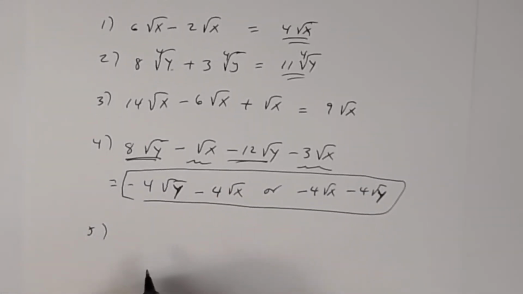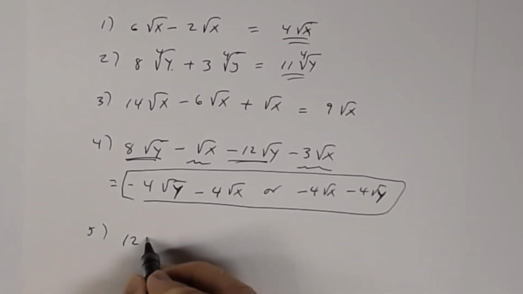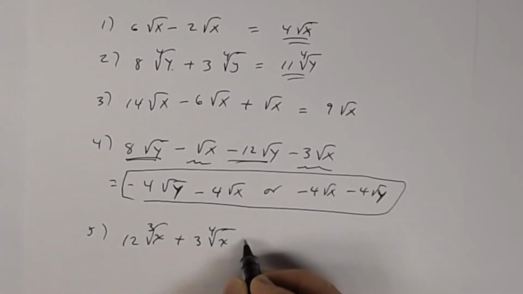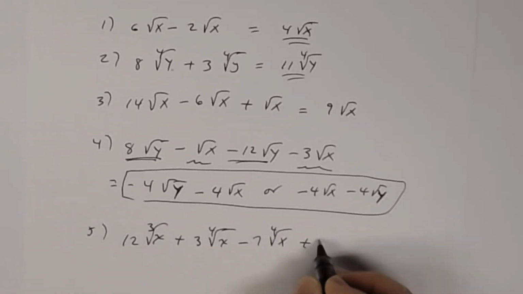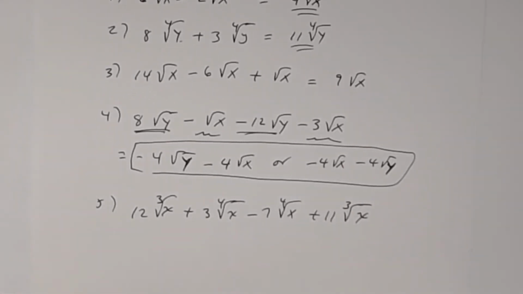Okay, number 5. Now, in number 5, let's suppose we have 12 cube roots of x plus 3 fourth root of x minus 7 fourth root of x plus 11 cube root of x. All right, now be careful here. The radicands are all the same. They're all x's, but the indices are different. Some are cube roots, some are fourth roots.